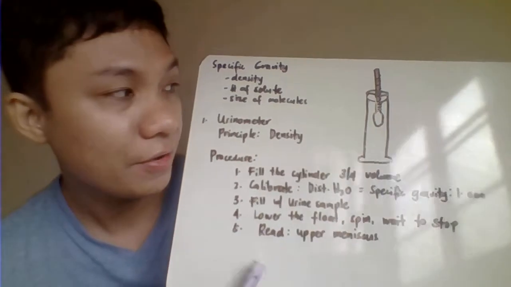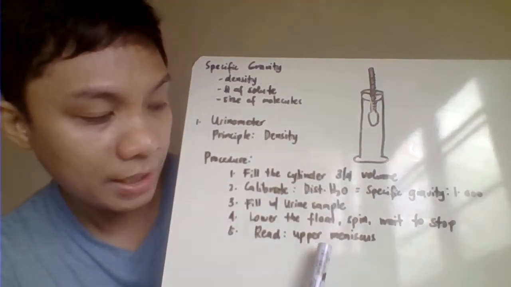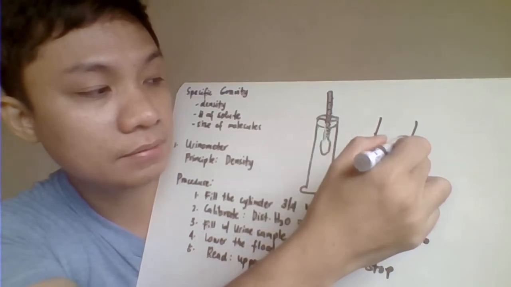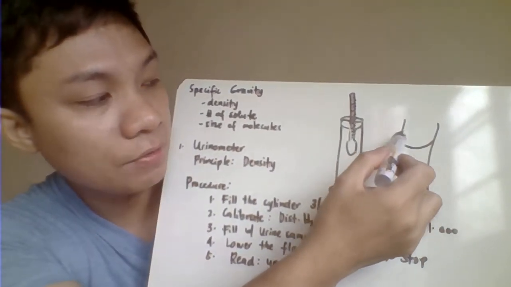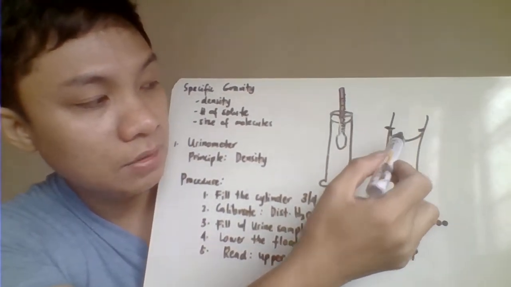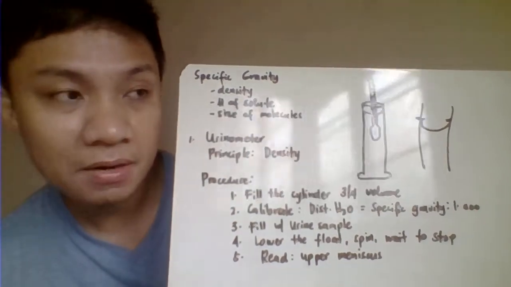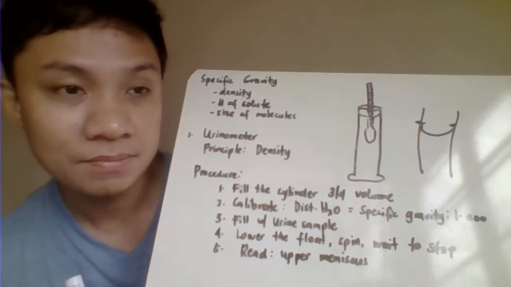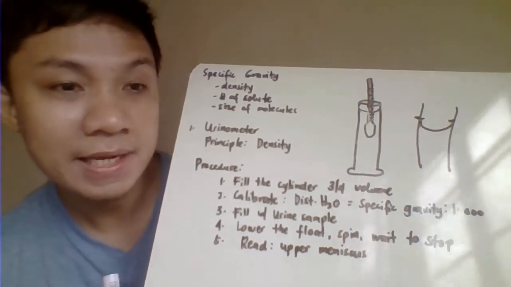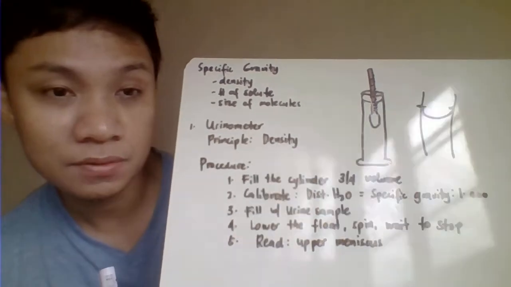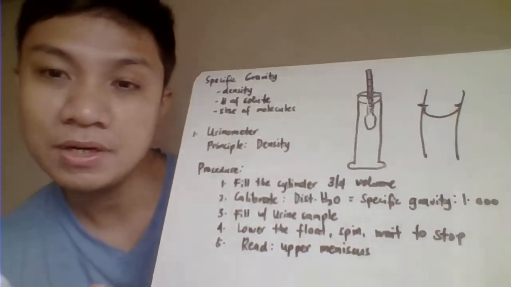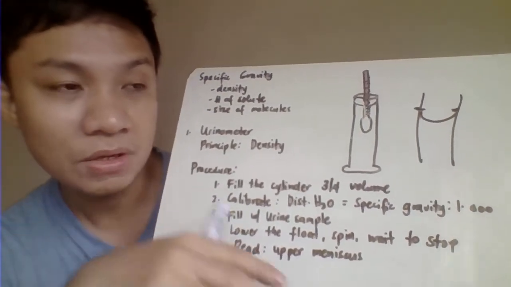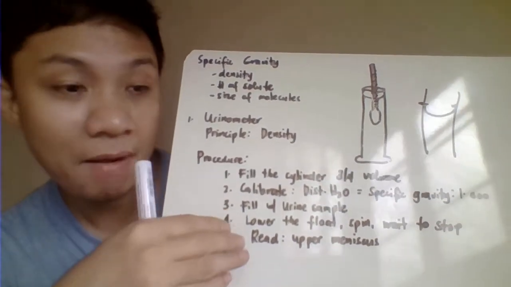Pag nag-read tayo, you need to read that one in the upper meniscus. Upper meniscus here, dito. Okay, why upper meniscus here? Anong rule natin ulit? Pag clear ang solution, lower meniscus, kasi nakikita natin ang lower meniscus. Pag hindi clear ang solution natin, since hindi makita ang lower meniscus, then you read on the upper. So here you read in the upper meniscus.